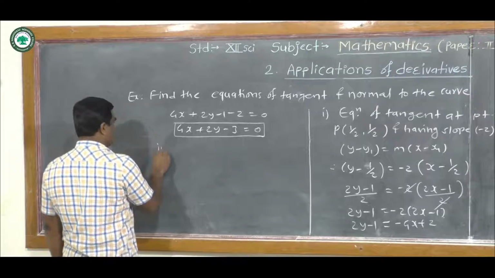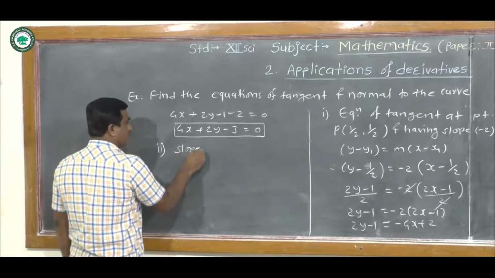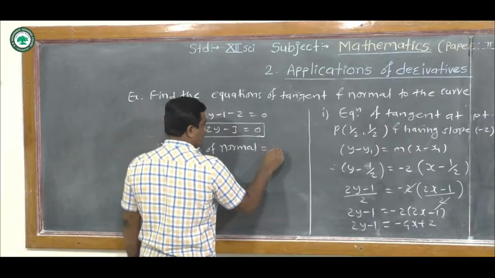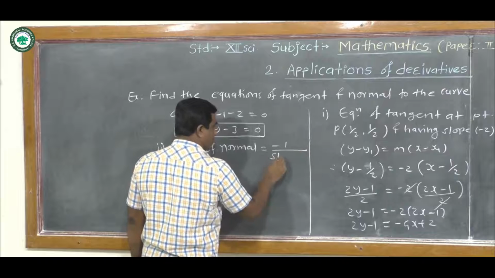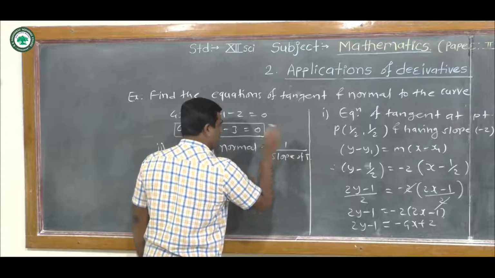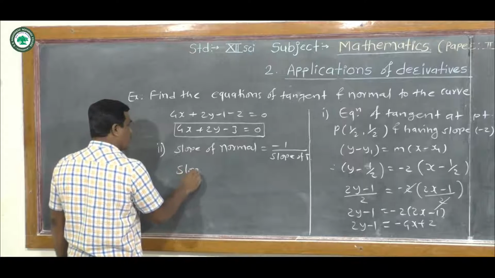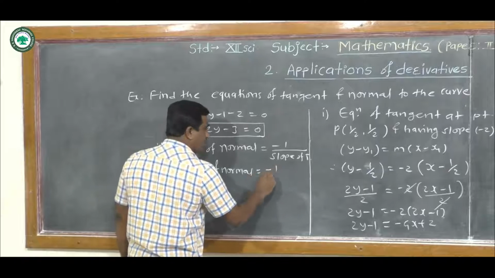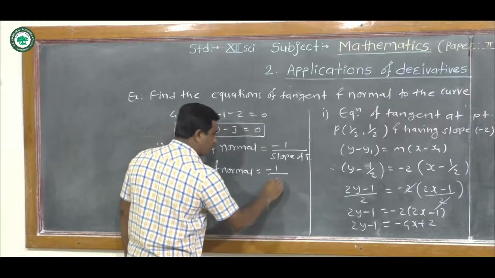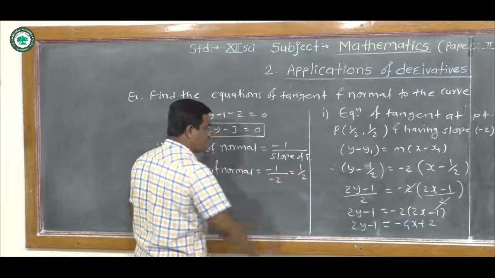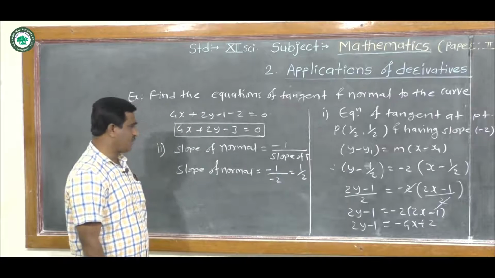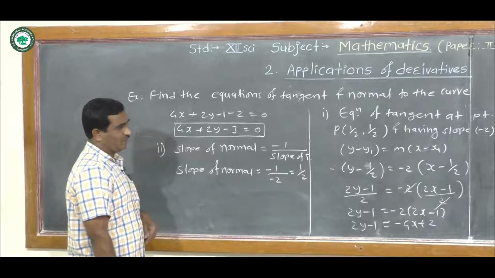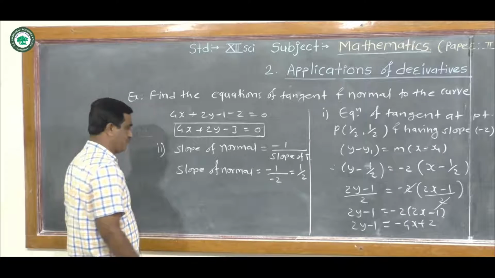Now second, slope of normal. Slope of normal is equal to minus 1 upon slope of tangent. Slope of tangent is minus 2. Therefore we get here slope of normal is 1 by 2. Now we have to find the equation of normal at point P(1 by 2, 1 by 2) and having slope 1 by 2.